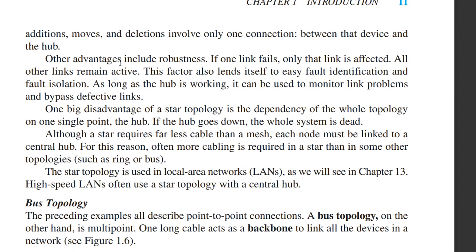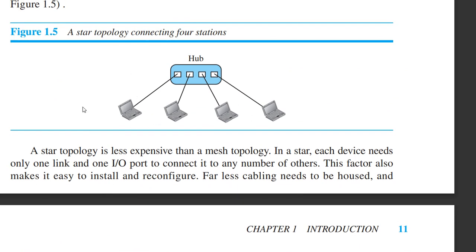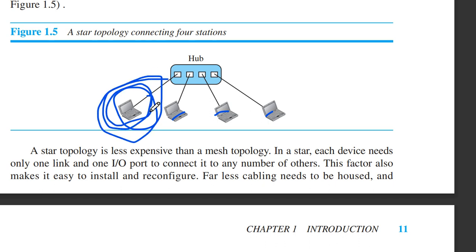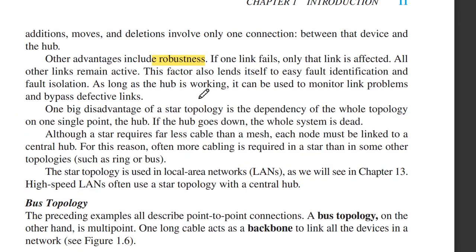The other advantage of the hub or star topology is robustness. Robustness in the sense that if one link fails, it will not affect the others. Only that link will fail. For example, here, if this goes down, it will not affect this, this, or this. So you can simply replace the affected device, and the others remain the same and continue to communicate. This is also an advantage of the star topology.